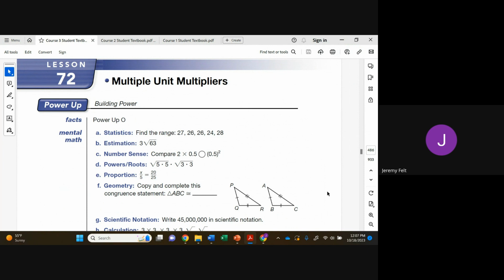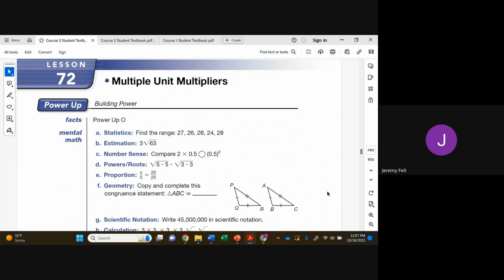So again, a unit multiplier is something that's just equivalent to one, but we use it to convert units, feet to inches, hours to minutes, kilometers to meters, or whatever it is. So that's just a unit multiplier. Like 1 foot is equal to 12 inches. So we can do 1 foot over 12 inches or 12 inches over 1 foot. So that's a unit multiplier.